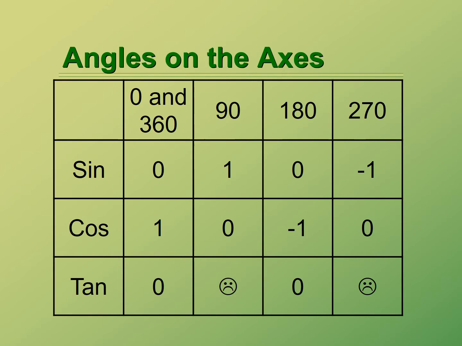So 0 and 360, which means the beginning and the end: your sine will be 0, cosine will be 1, and tangent will be 0. Now 90 degrees, going up towards the positive y-axis, sine is going to be 1, cosine will be 0. However, tangent is undefined because it makes a vertical line. 180, which is going to the negative x-axis, sine is 0, cosine is -1, and tangent is 0. And then 270, which is going negative y, sine is -1, cosine 0, and then tangent will be undefined.